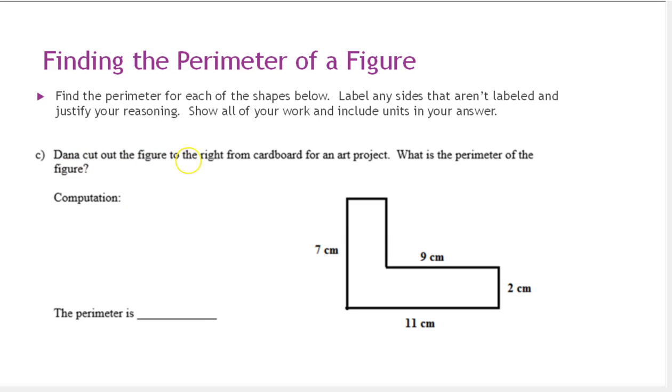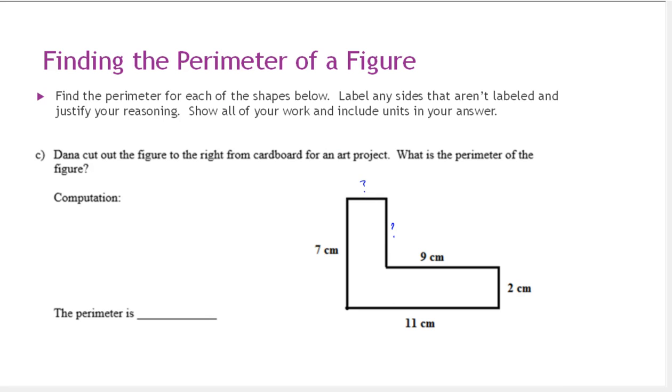Dana cut out the figure to the right from cardboard for an art project. What is the perimeter of the figure? Okay, so here's our figure, and we want to add up all the sides. Now notice there's some sides missing. It's tempting to just look at this and add up the numbers they give you, but there are sides missing. So we need to find this side and the length of this side.